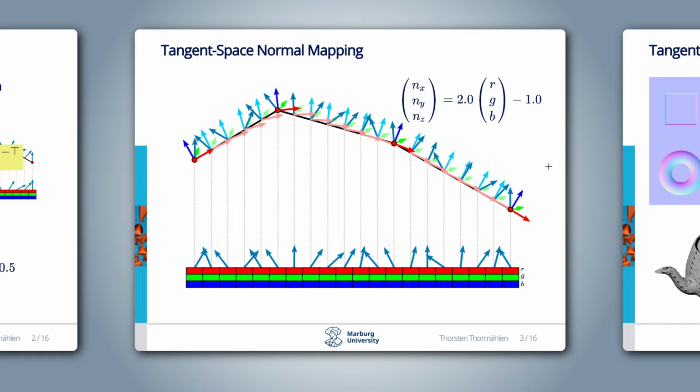The advantage of using the tangent space instead of the object space is that the normals are stored relative to the local surface orientation. This means that when the surface is deformed, the tangent space and the high poly normals will be deformed with the surface. Let's look at an example.